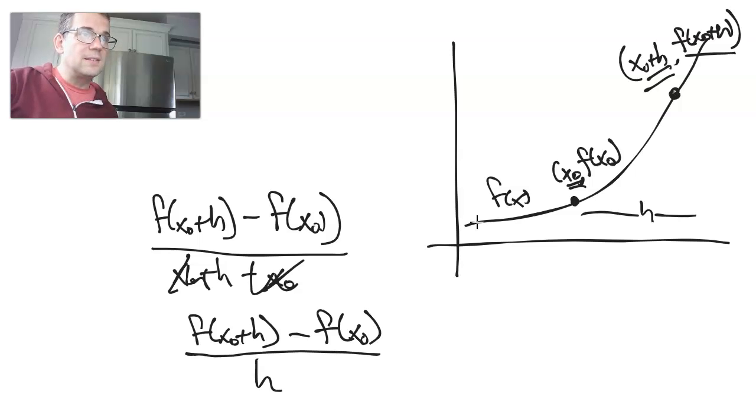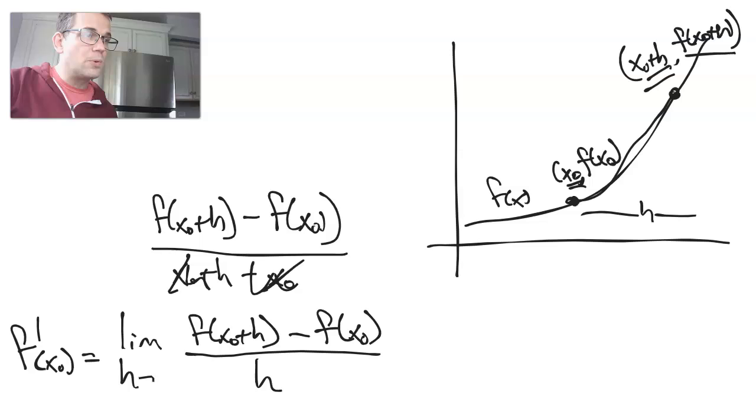And if we let this distance h shrink to 0, this point will basically move right on top of that point. So f prime of x sub 0 equals the limit as h approaches 0 of this, what we call the difference quotient, but what really is just the slope formula.